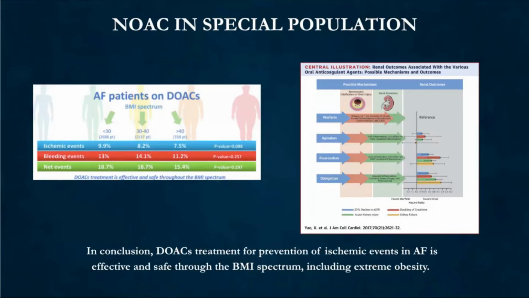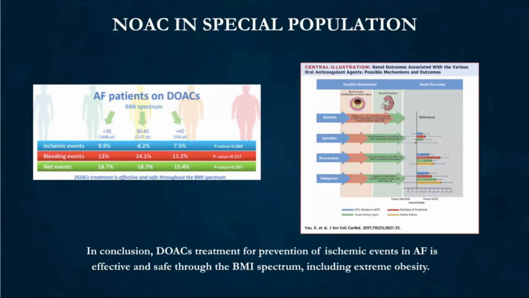So a few studies were conducted to know the effect of the new oral anticoagulants in special populations like patients with extreme obesity as well as acute kidney injury. And in all those patients, they concluded that the new oral anticoagulant treatment for prevention of ischemic events was effective when compared to that of warfarin.